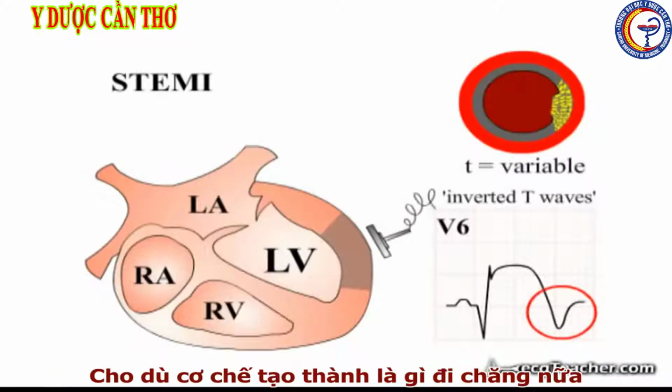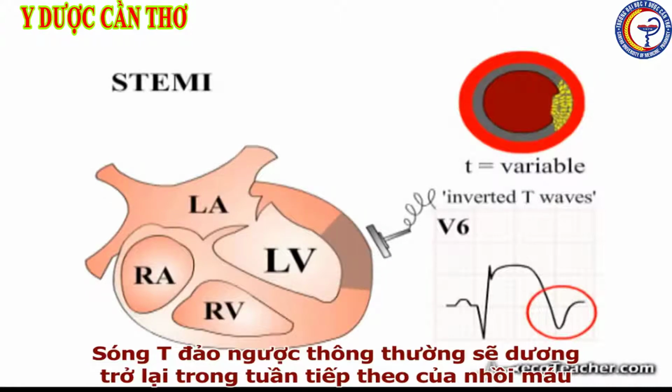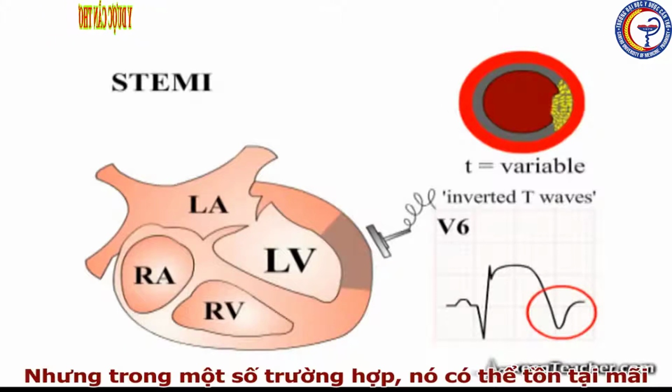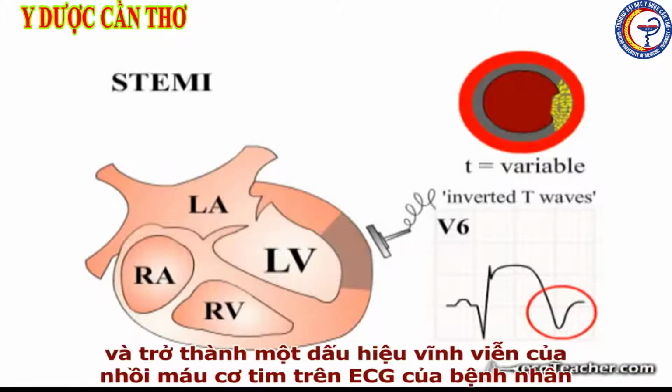Whatever the mechanism of their generation, flipped T waves generally return to the upright configuration in the week following infarction, but occasionally can persist as a permanent marker of the infarct on the patient's ECG.